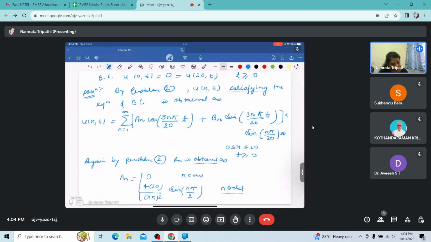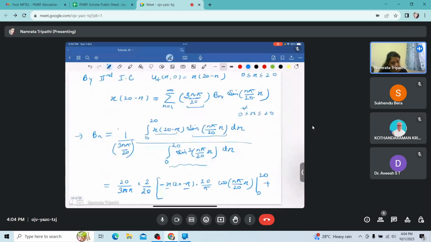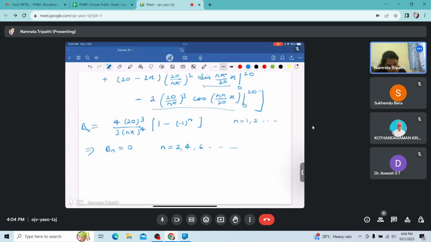So we have obtained the value of An and the value of Bn. Now, is there any doubt in evaluating the value of Bn? Is it clear? Simply you have to integrate by parts, and put the upper limit and lower limit, then you can get the value of Bn.